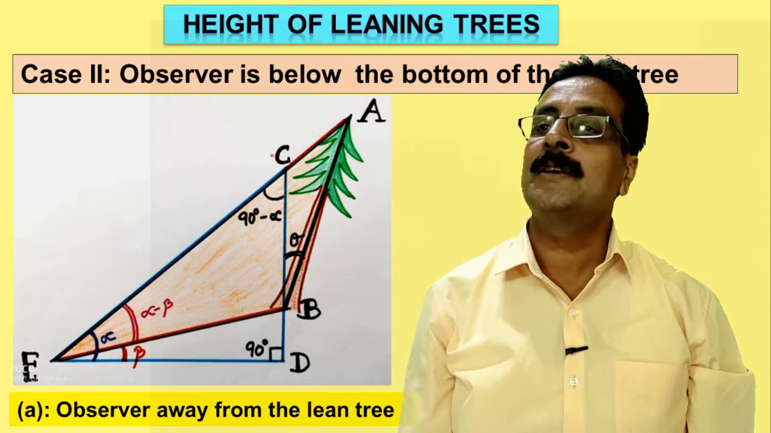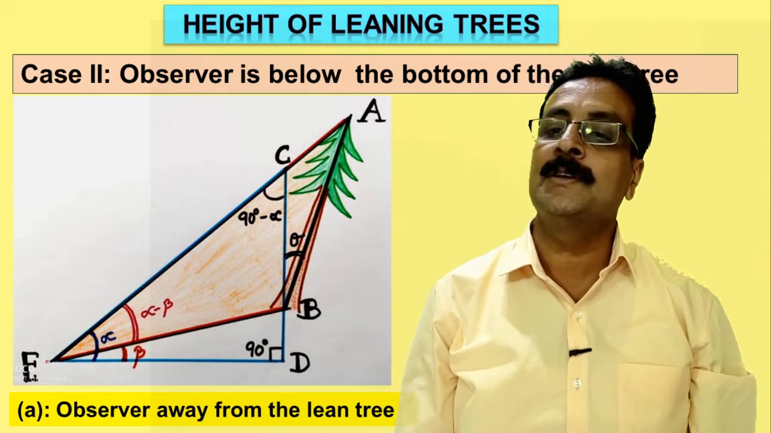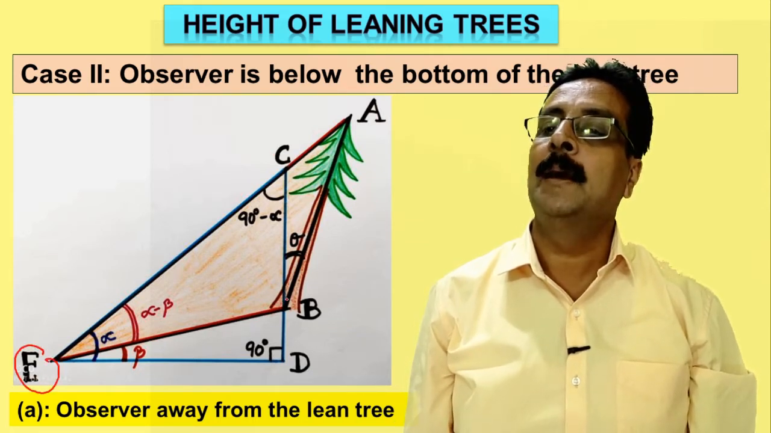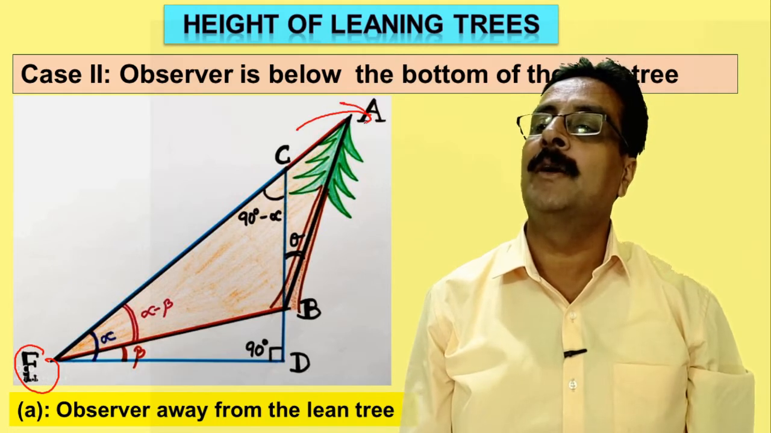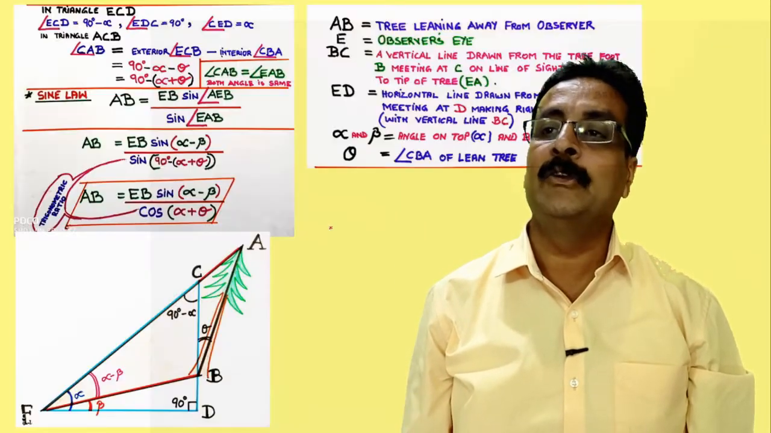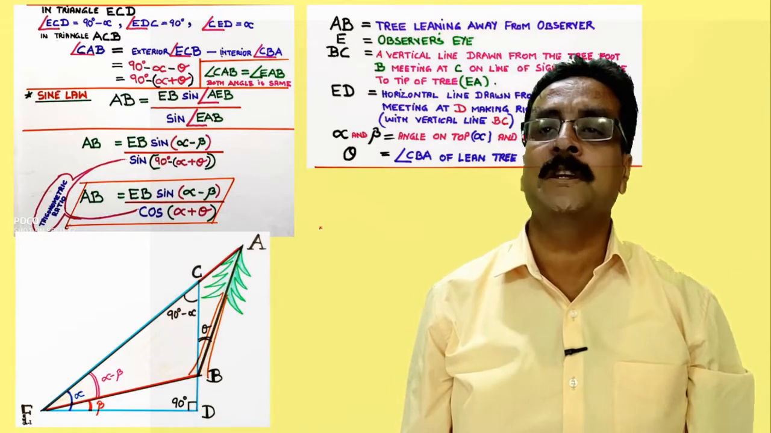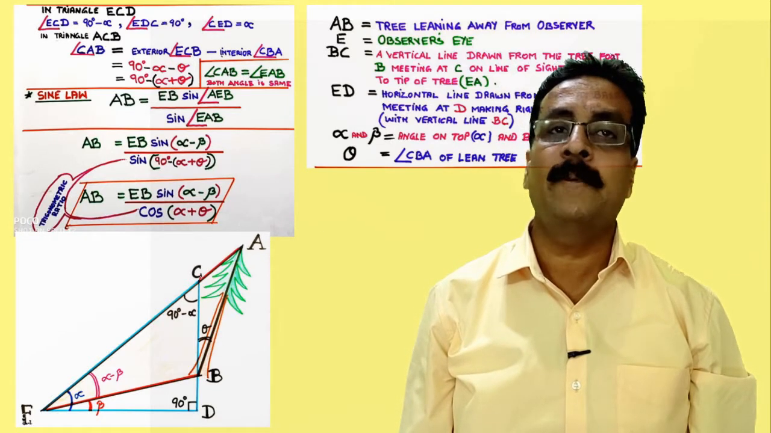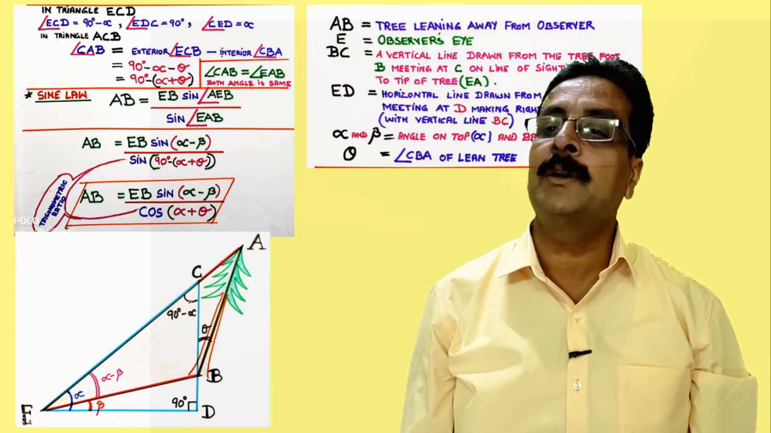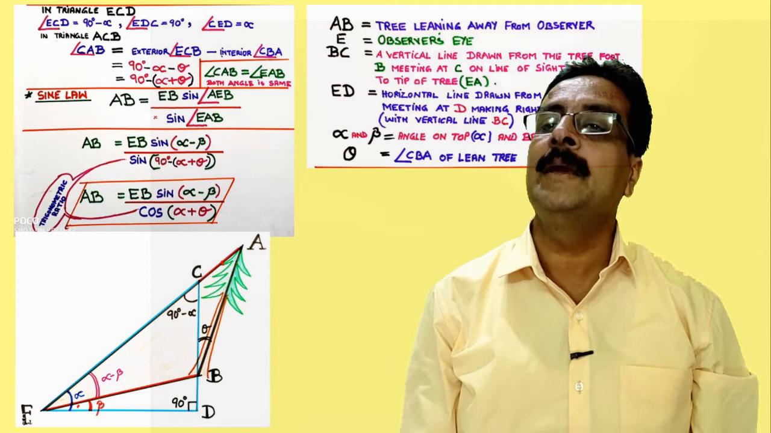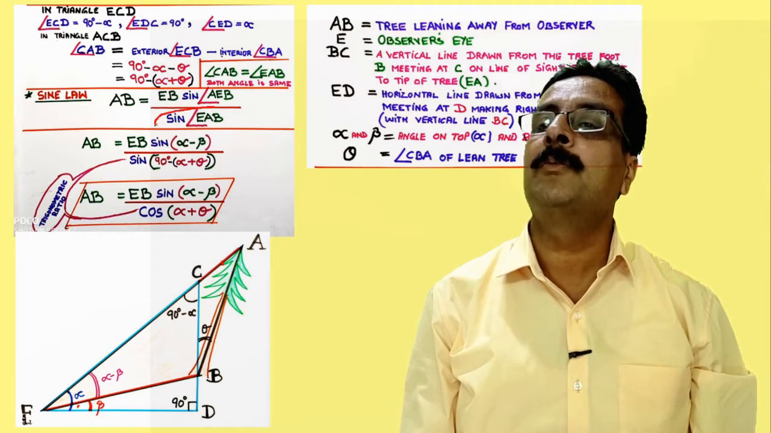Now this case 2. Case 2: observer is below the bottom of the tree. You can see the observer is far below, uphill, and the tree is leaning away. There is some small calculation we have to keep in mind. Already I am telling you, here we need to find EAB. So always we need to find EAB, because we have to put it here.